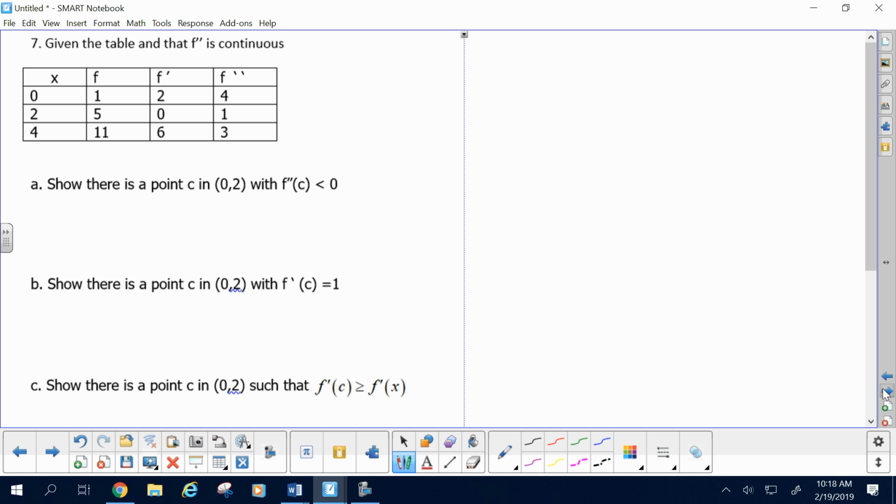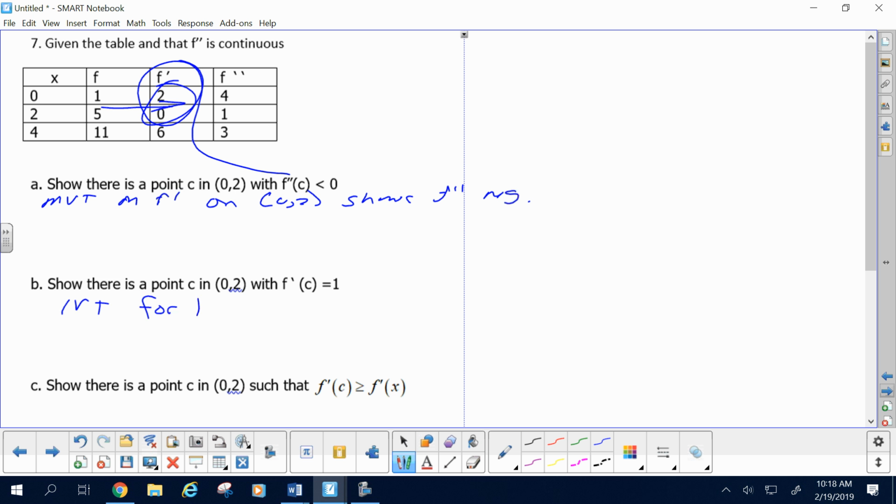And last but not least, this can be done by MVT on F prime. Here you can see MVT on F prime on the interval 0 to 2 shows that F double prime is negative. You would need to show that. That's not enough. That's just getting you started. If you think you can just write that and be done, you're not. So there's a point in 0 to t where the derivative at c is 1. I feel like that can be done by IVT right in here, yeah? IVT for F prime on 0 to 2.